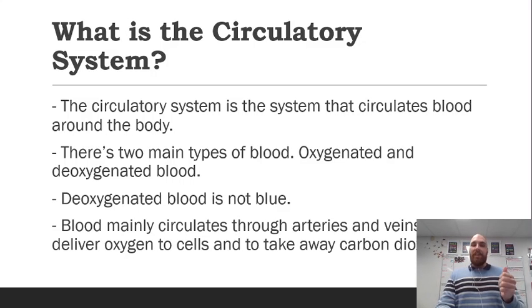The main function is blood mainly circulates through the arteries and the veins, so we'll learn about those in a second, to deliver oxygen to cells and take away carbon dioxide. That's probably one of the bigger ones that we need to take away from this.